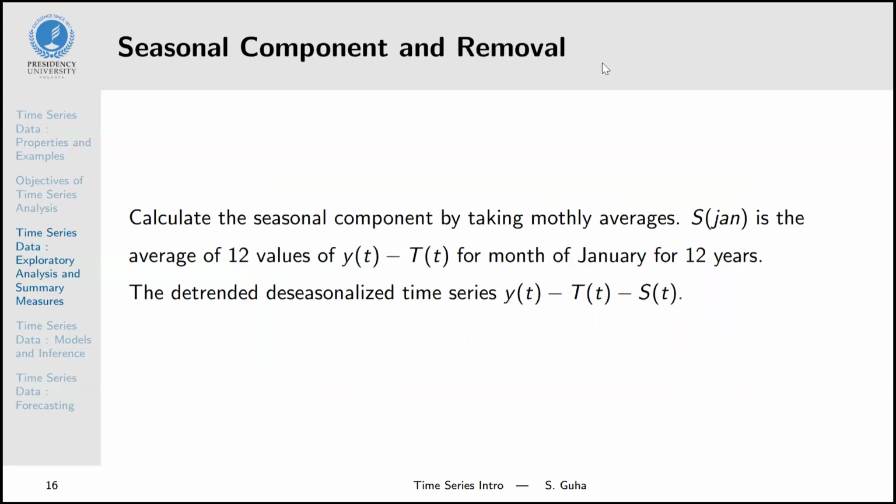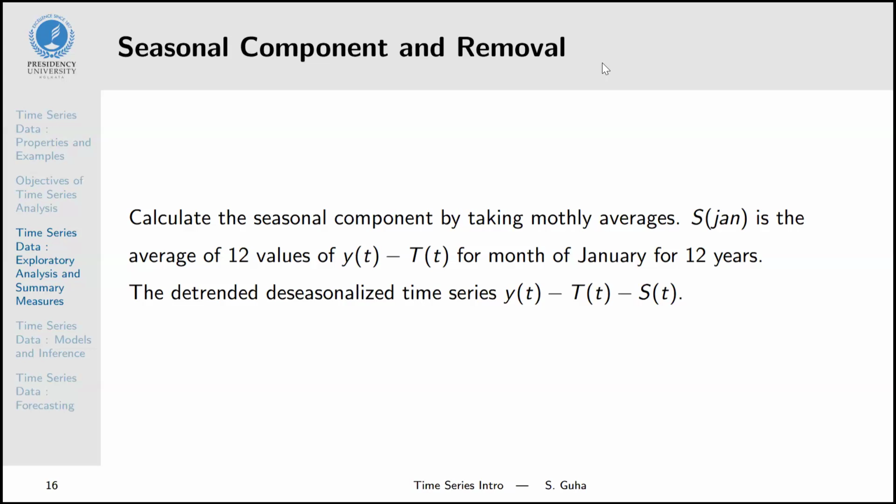Suppose this is my S_Jan, that means the seasonal value at January. How is that calculated? You take this Y_t detrended time series for all the Januaries. There are 12 such values for 12 Januaries for 12 years. You just add them up and then divide by 12. That is how I'm getting it, and that should give me the S_January. Is it okay?